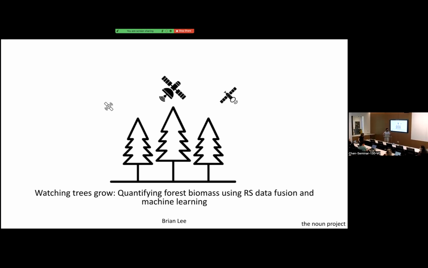Hey guys, I think I know most of you by now. My name's Brian, PhD student at Santa Barbara. And my project involves watching trees grow over time. What I did was use remote sensing data fusion to look at above ground biomass. And ideally, I will look at how this changes over time.